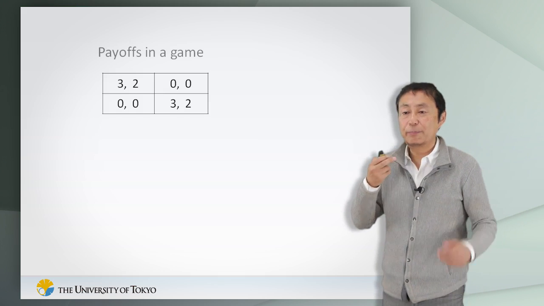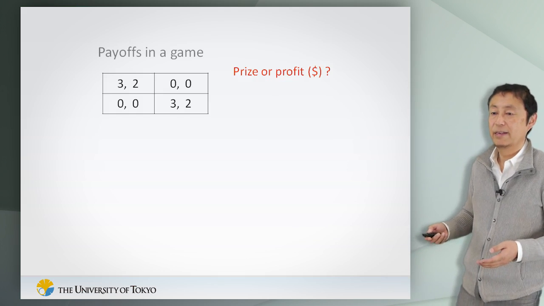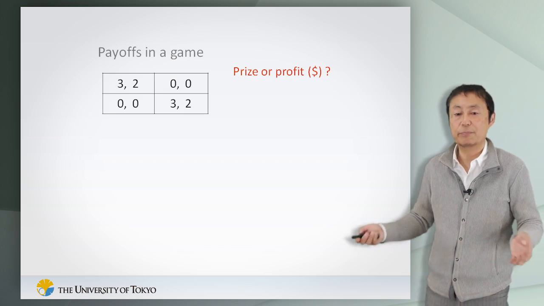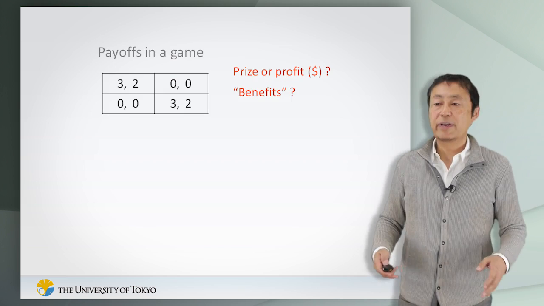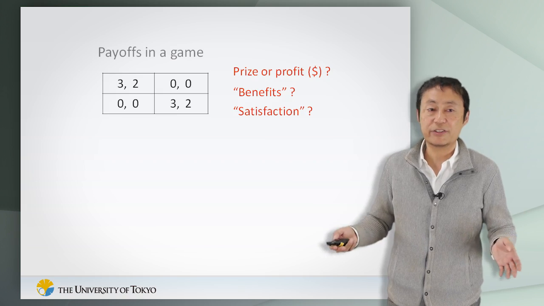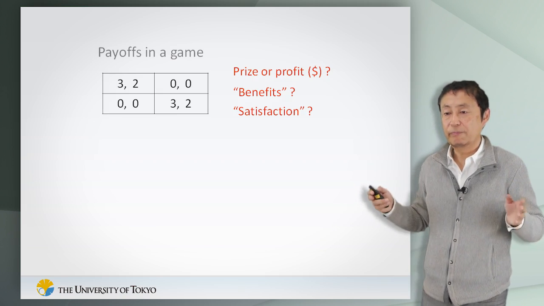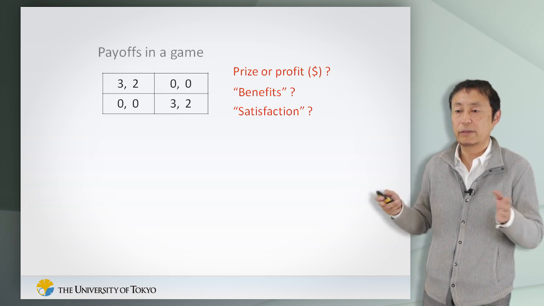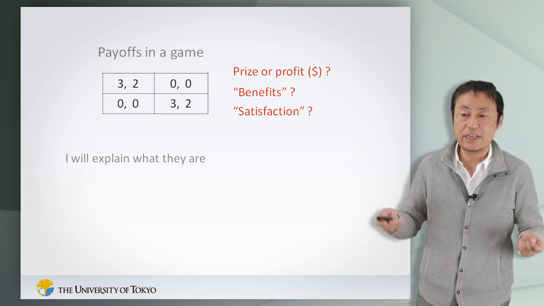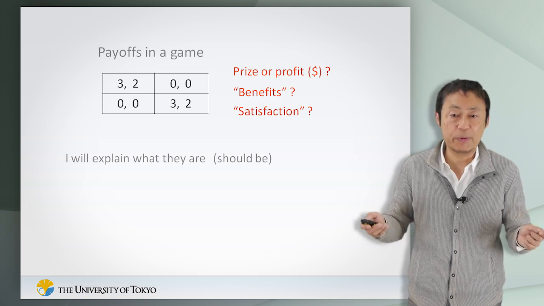So what are the payoffs in a game? Those numbers 3, 2, and 0. Well, they may be prize or profit. So $3, $2, $0. That's one possibility. Or it may represent benefits in some sense of the player or the level of satisfaction. So the concept of payoff is not so clear. What those numbers represent is not so clear. So let me give you a precise explanation of what those numbers are or what those numbers should be.